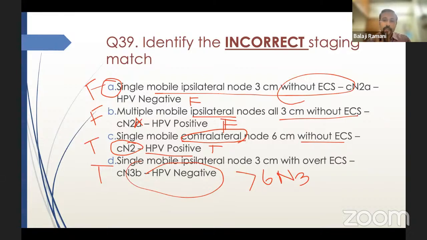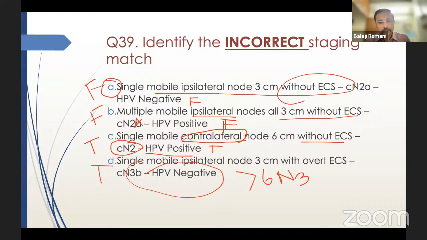Suppose you find a node, the node is only 2 centimeters, but it is stuck to the mandible, stuck to the surrounding structures, or stuck to the nodes itself, causing a matting of the nodes. Then you call it an N3B node, irrespective of the size. So essentially, you should have a matted node, or it should be a fixed node. So when you have a matted or a fixed node, that is going to be an N3B node, irrespective of the size. Okay, and N3A is only the size more than 6 centimeters. Clear about N1 and N3A and B? Anybody has a doubt in N1 and N3A and B?